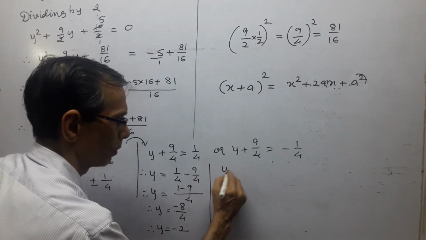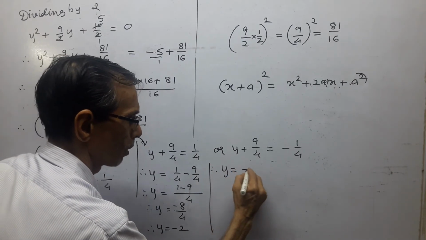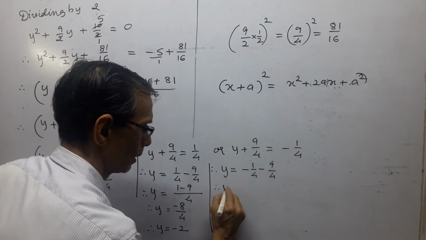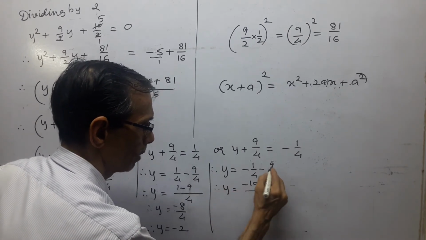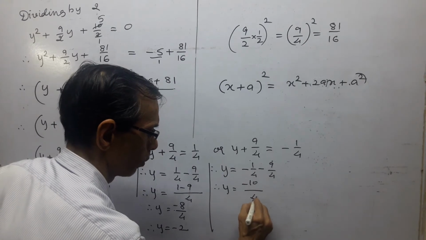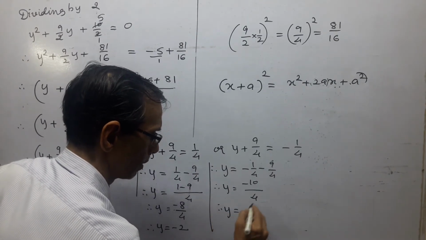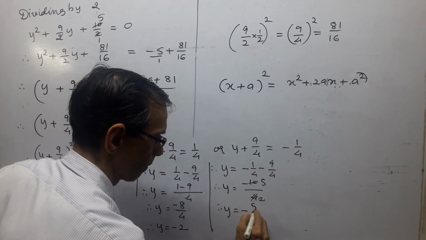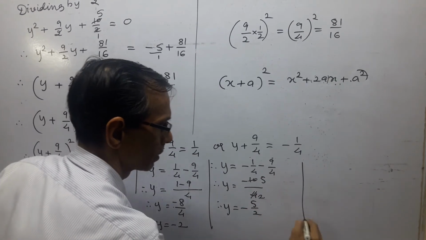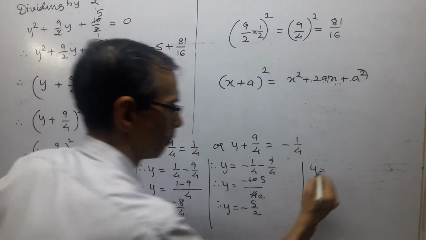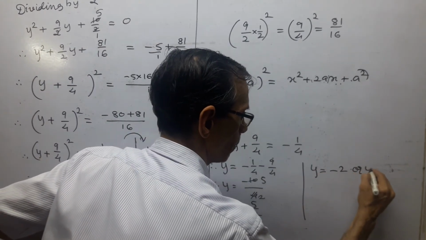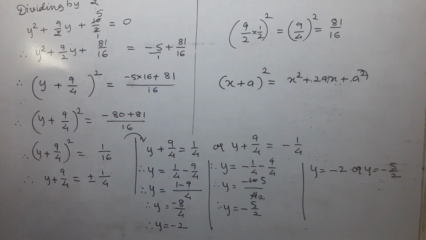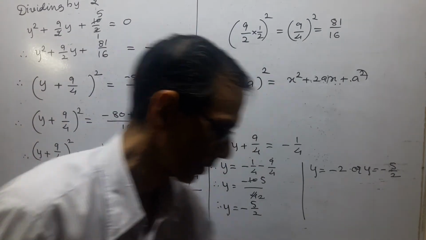Or here y is equal to minus 1 upon 4 minus 9 upon 4, and therefore y is equal to minus 10 upon 4, because minus 9 minus 1 is minus 10. On simplifying, 2 2s are 4 and 2 5s are 10, so minus 5 upon 2. So we have the roots y is equal to minus 2 or y is equal to minus 5 upon 2. You copy this?